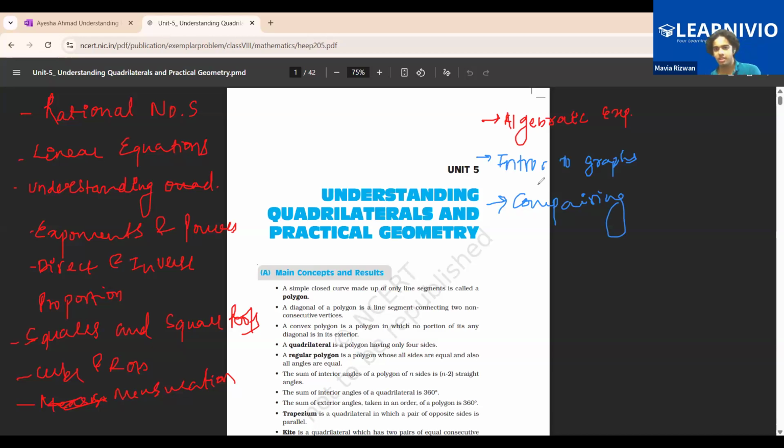So introduction to graphs is easy. We can do it in one day. That is not an issue. The two big chapters are algebraic expressions and comparing quantities.